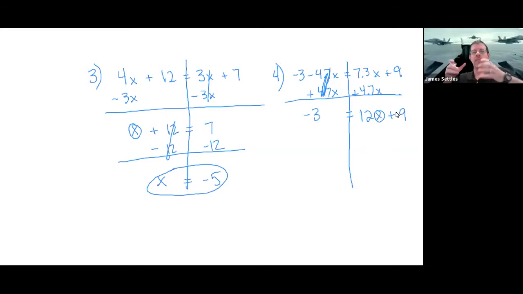So we want to peel the layers back from the outside. So the outside layer would be this 9 right here. So we're going to minus 9. So we want to minus 9 to both sides. So this cancels out right here. And then in your calculator, negative 3 minus 9 would give you negative 12.